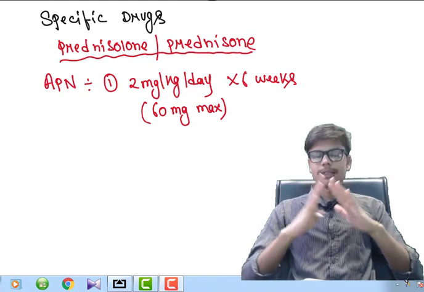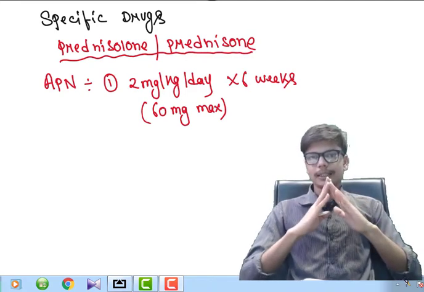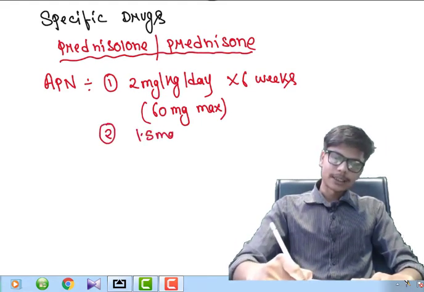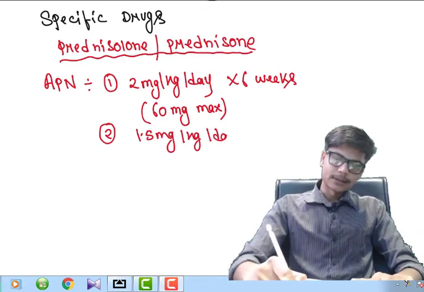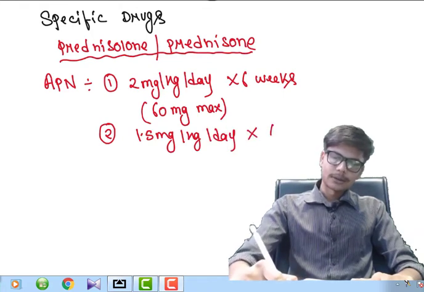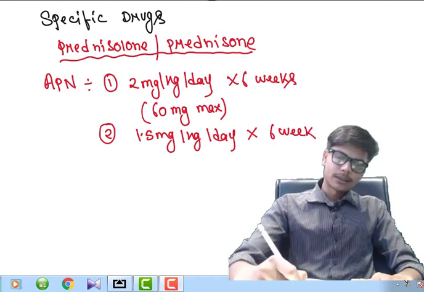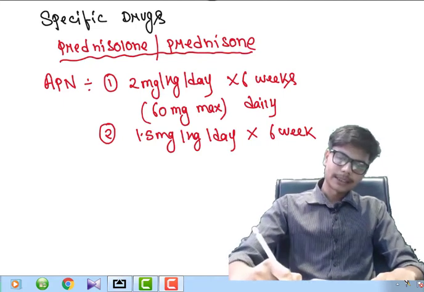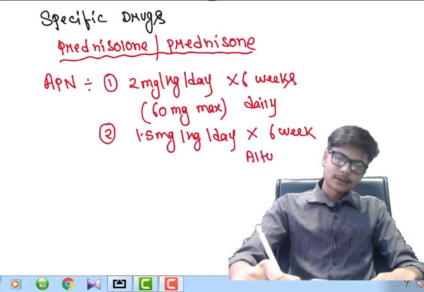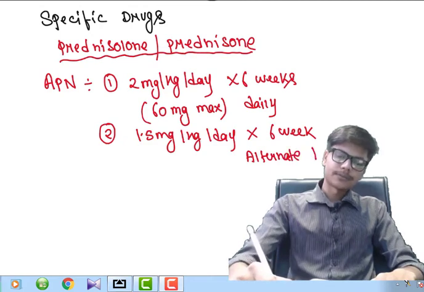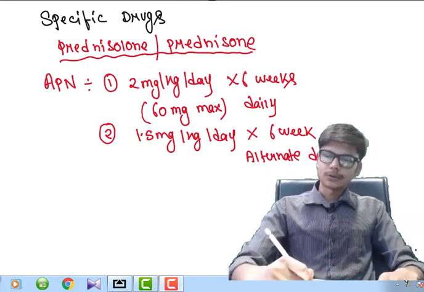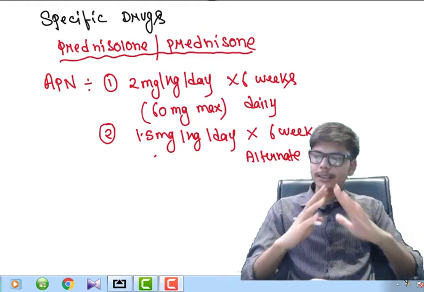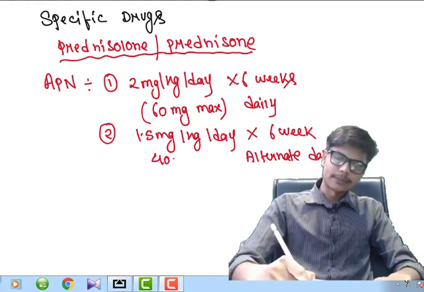For the first 6 weeks we have to use 2 mg per kg per day of steroid, and in the next 6 weeks we have to use 1.5 mg per kg per day of steroids. The 2 mg is a daily dose for 6 weeks, as well as 1.5 mg is an alternate day dose for the next 6 weeks, and the second dose, which is 1.5 mg, should not exceed more than 40 mg.